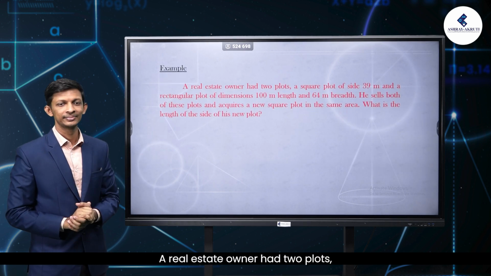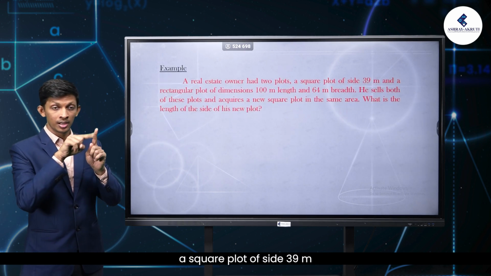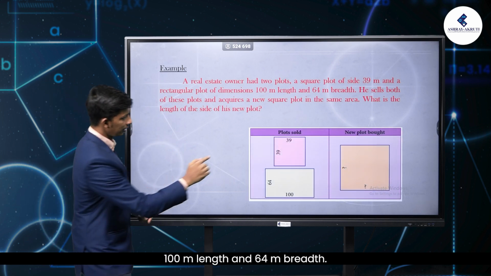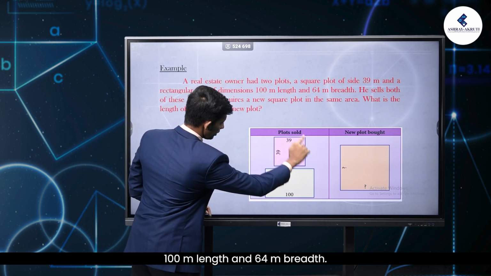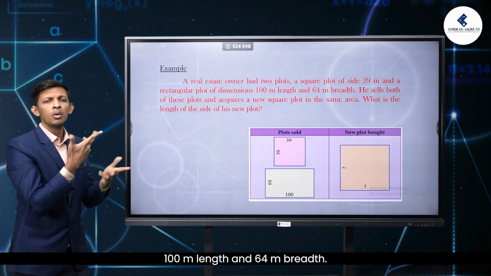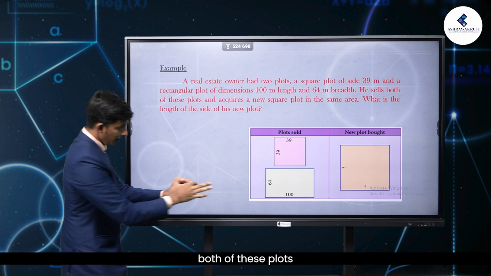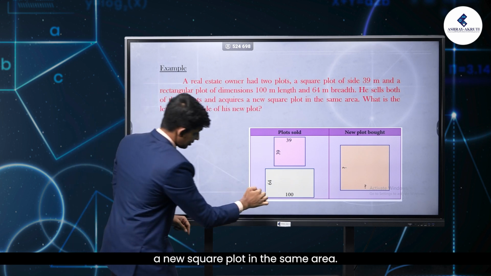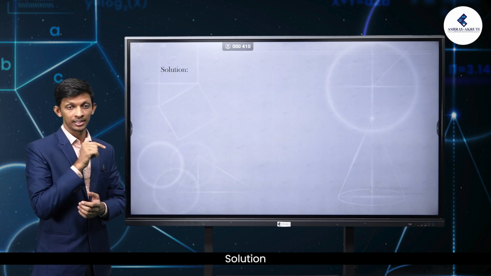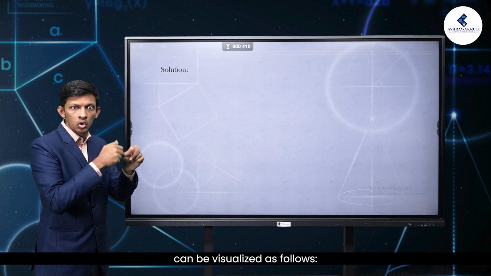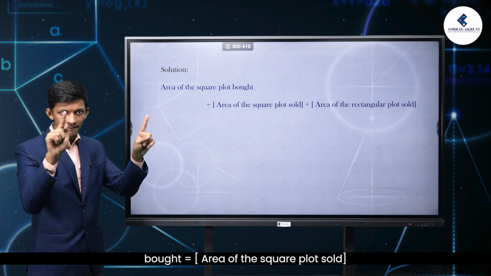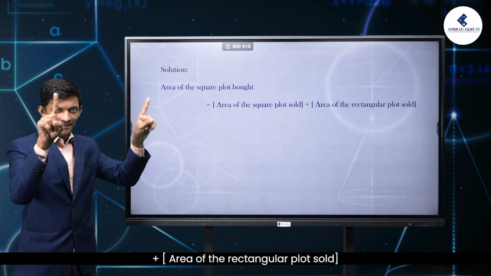Example: a real estate owner had two plots, a square plot of side 39 meter and a rectangular plot of dimensions 100 meter length and 64 meter breadth. He sells both of these plots and acquires a new square plot in the same area. What is the length of the side of his new plot? Solution: the transactions can be visualized as follows. Area of the square plot bought is equal to area of the square plot sold plus area of the rectangular plot sold.